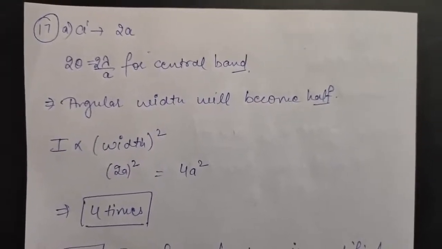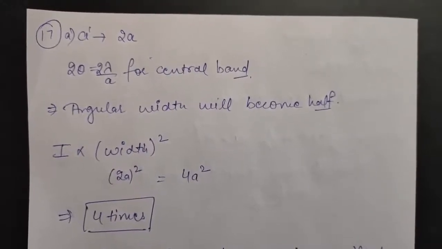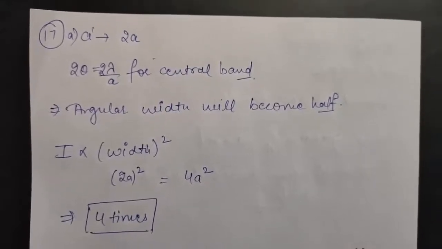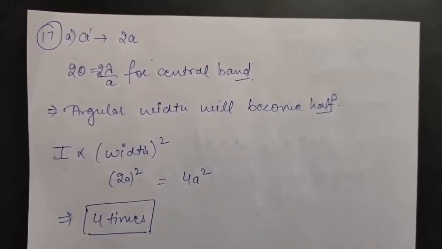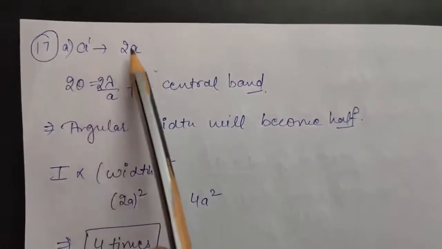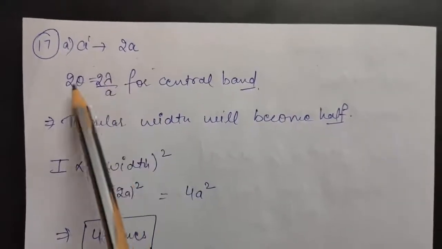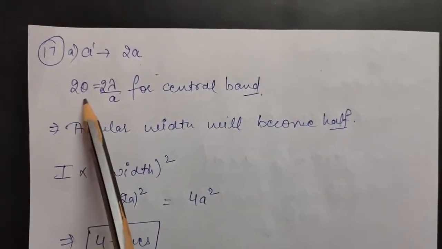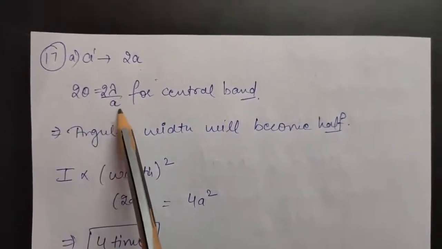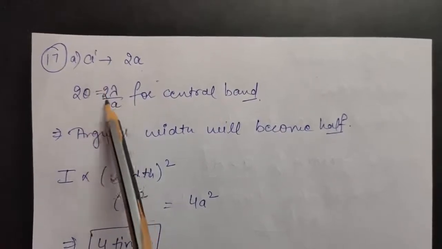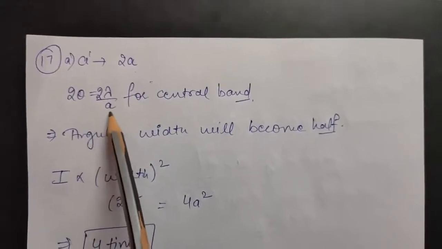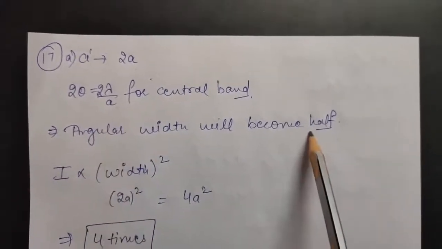The first part of the question says, in a single slit diffraction experiment, the width of the slit is made double the original width. Then how does this affect the size and intensity of the central diffraction band? Here it is given that the width of the slit is made twice. As you know, 2θ is the angular width of the central band, and you have derived that 2θ is 2λ/a. Now if the slit width is doubled, the angular width of the central band will become half. So this will be the effect on the size of the central band.